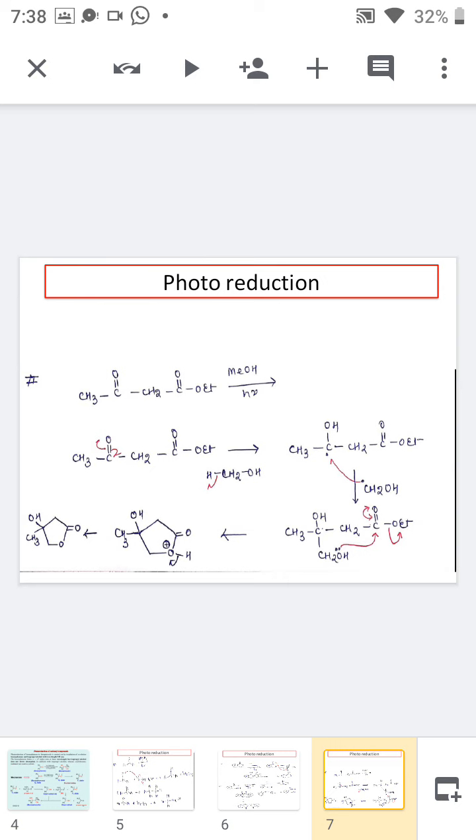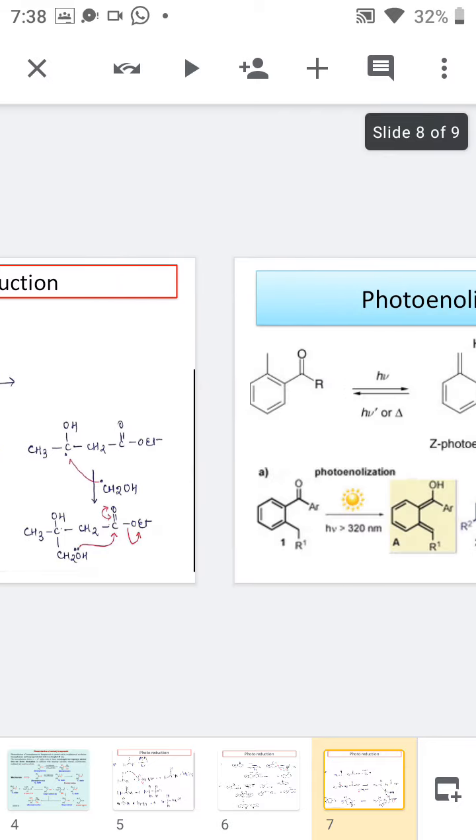First of all, one of the carbonyl groups of the active methylene undergoes homolytic cleavage. So here also the carbonyl group in the ketone, that means attached to the alkyl group, is more reactive than the ester carbonyl group. Okay, after that hydrogen is abstracted from the alcohol and rearrangement occurs and we will get the final product.